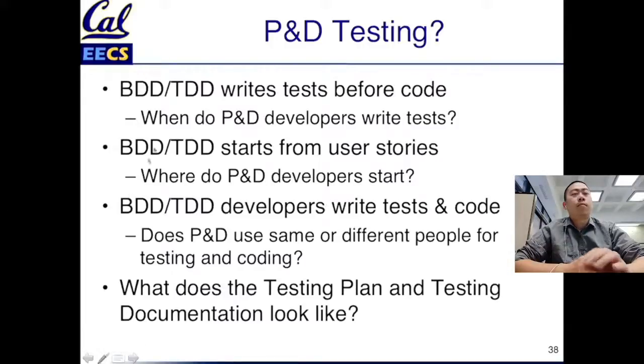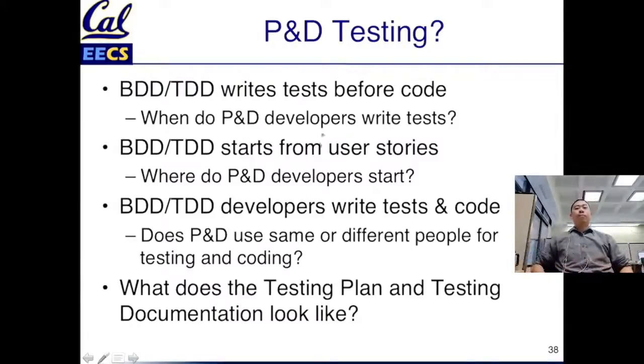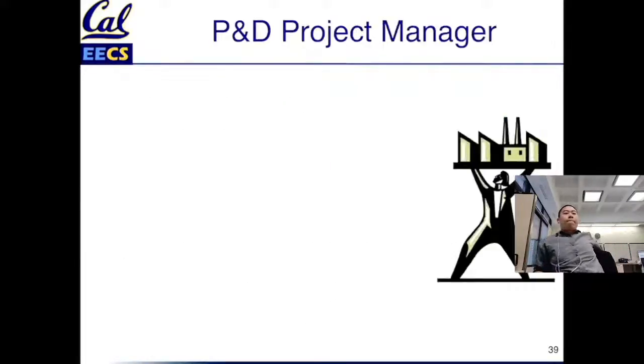But we've seen that in the BDD, TDD, Agile, Extreme approach, we write the test before the code. We start from user stories. The developers are responsible, generally speaking, for writing tests that go along with their own code. So the question is, what happens in a plan and document setting for these same tasks?